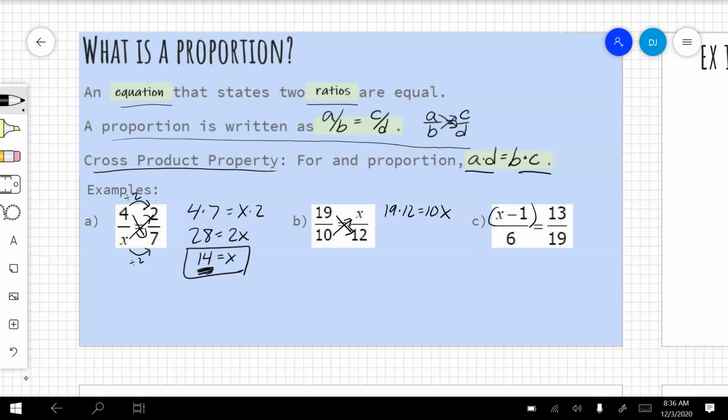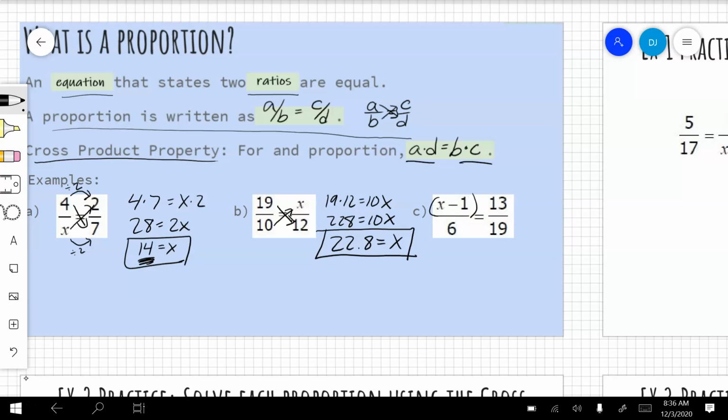So 19 times 12 gives us 228 equals 10x. Divide by 10, and that gives us 22.8 equals x. You can always substitute it back in to see if that's an equivalent ratio as well by taking 19 divided by 10, which is 1.9, and then taking 22.8 divided by 12, which would also be 1.9. So you can see that both of those are equivalent to each other. That's another way to see it.